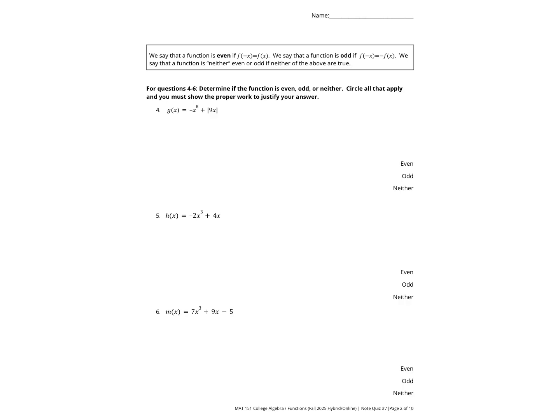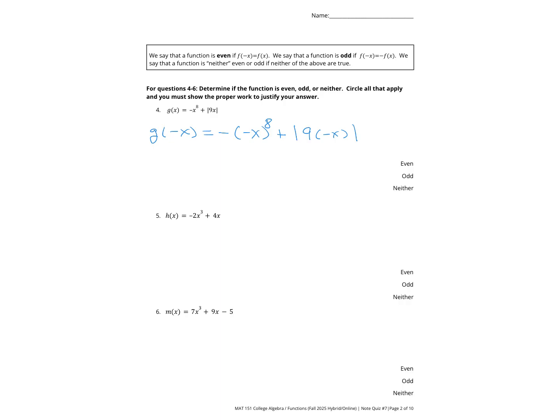So let's go through now and check out these different functions that we have to work with. For letter number 4, we'll calculate g of negative x. That's going to be the opposite of negative x to the 8th plus negative 9x in absolute values. Okay, so plus absolute value 9 times negative x, like so.